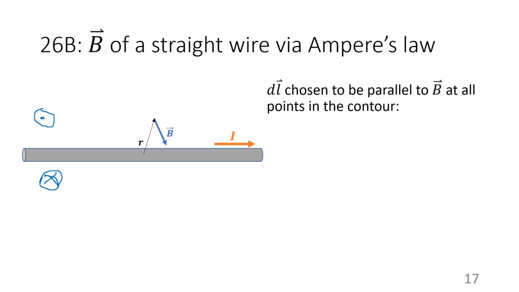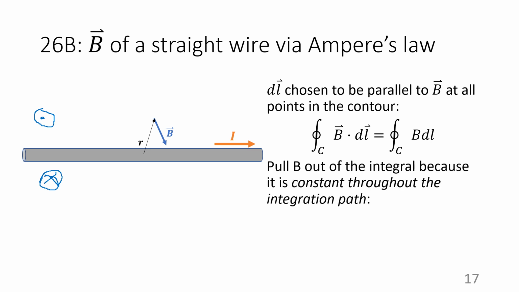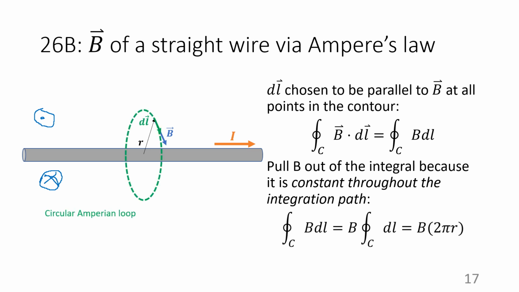Because without symmetry, it's back to hacking the problem with Biot-Savart law and nauseating integrals. We choose the Amperian loop to be a circle of radius r centered at the wire. Now, for ease of solution, we also choose dl to run along the same direction as B. So B dot dl becomes B dl for all dl. With this, we can pull B out of the integral because B along all points of the Amperian loop is already constant, which is nice.